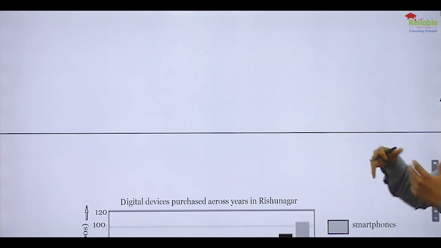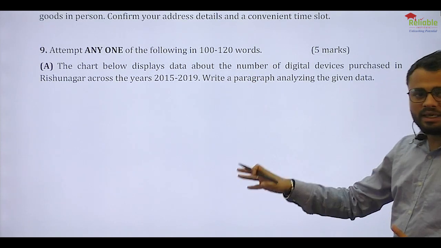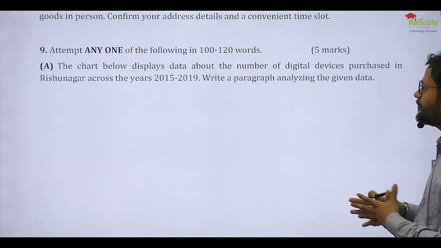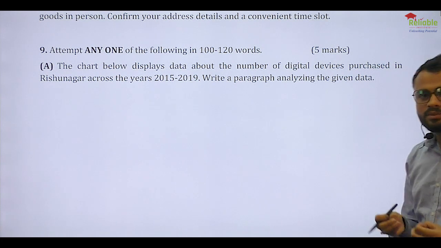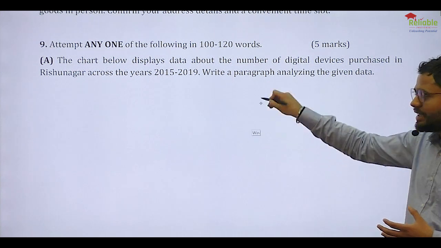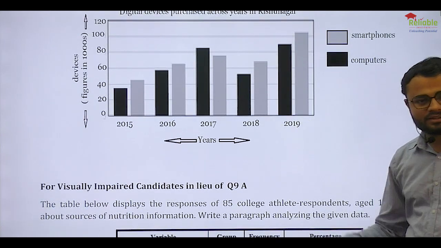Be careful with this, and then you have to write in words whatever is asked. Taking you back to the question, what's been asked over here? As we can see, the chart displays data about the number of digital devices purchased in Rushinagar across the years 2015 and 19, and you are supposed to write a paragraph analyzing the given data. The data is there in this graph, and you have to do the analysis of this.